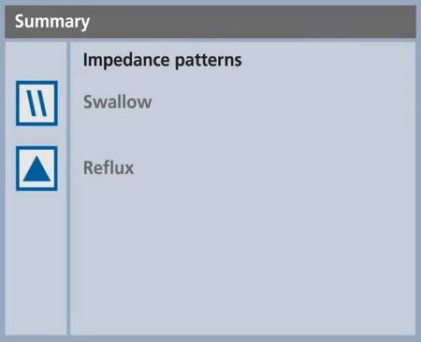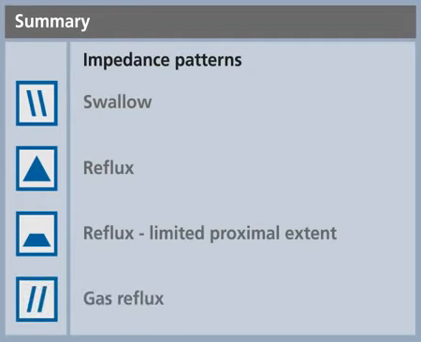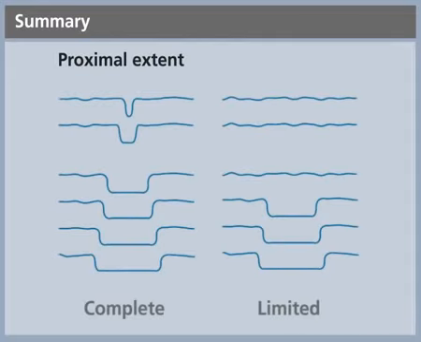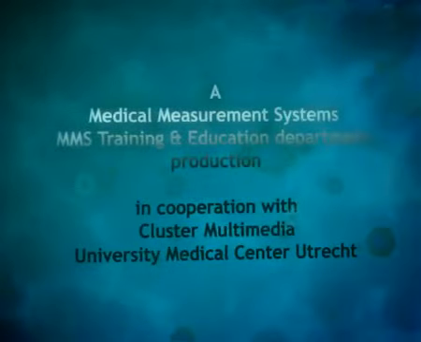These are the impedance patterns: a swallow, a reflux episode reaching the proximal esophagus, a reflux episode with a limited proximal extent, and a gas reflux episode. The shape of the impedance pattern informs us of the proximal extent of the reflux episode. The next step will be the Impedance pH Examination procedure.